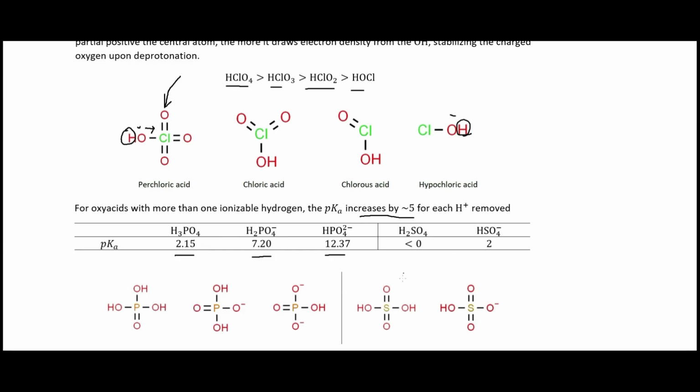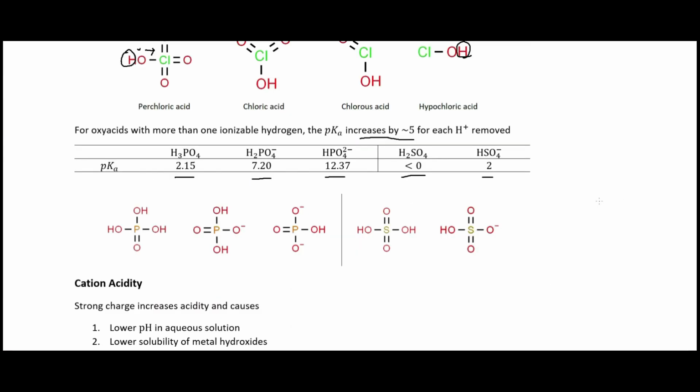Then same for this sulfuric acid. So this is less than 0, and we'll see why in a minute, why we have to call this less than 0 rather than giving it an actual strength here. But then that second hydrogen has a pKa of 2.